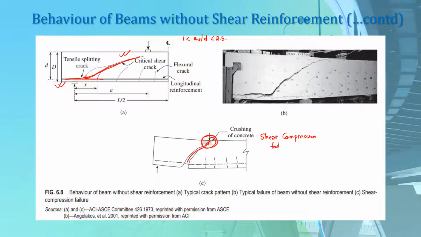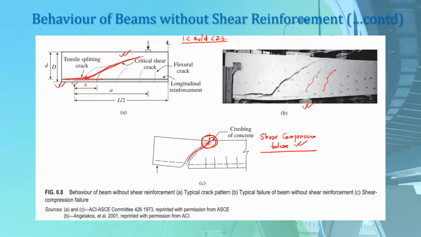So for deep beams, we saw shear tension failure, whereas for these short beams, or beams with the shear span to effective depth ratio between 1 and 2.5, these fail due to shear compression failure. You can also see this shear compression failure in one of the beam tests that is shown here. You can see various inclined cracks that are developing.